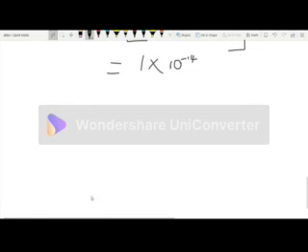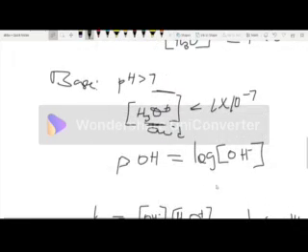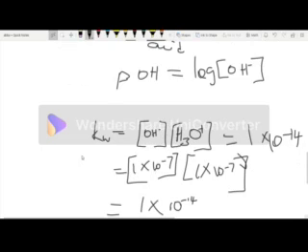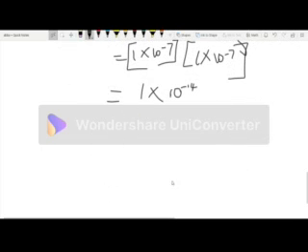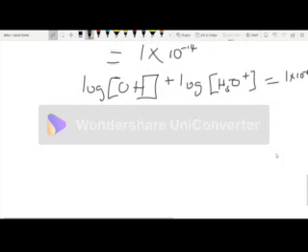So now let's try to solve this. We have your log. Remember here we said the pOH and so on, right? So now what we can say is that the log of the concentration of the OH, the hydroxide, plus the log of the hydronium ion, right, is going to be equal to that log of 1 times 10 to the negative 14, right? Let me try to move this.